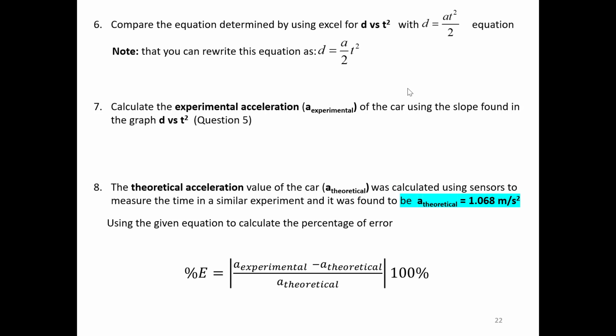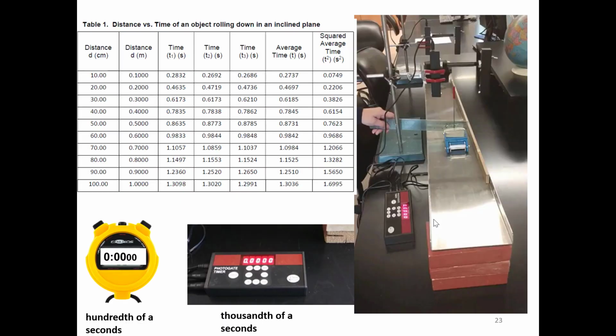Because we always want to compare our experimental values with some true or theoretical values, it is good to try to find those theoretical values, because that tells how well we did the experiment. Then to find the theoretical acceleration, I did this experiment, but in this case, instead of using the stopwatch, I used the sensors to measure the time.